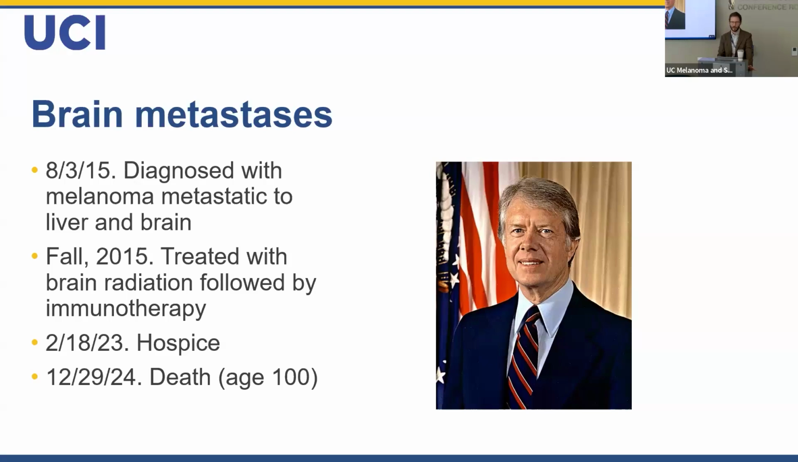His first treatment for melanoma was actually radiation. It was brain radiation. And that was followed by Keytruda pembrolizumab immunotherapy. The details of all of his treatment course are not known, but he entered hospice care in February of 2023 and then finally died just a month and a half ago in December. So he survived 8 or 9 years with metastatic melanoma, which is really remarkable given how far it's come over the past decades.